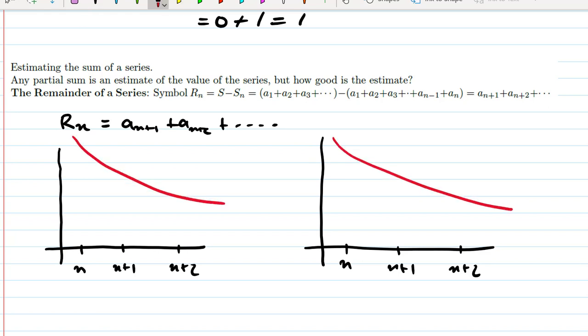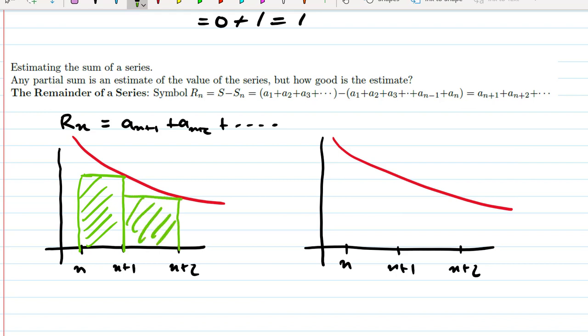So when we look at our remainder, we could think of it in two possible ways. One possible way is if we start at n and we use the right endpoint, so say right here, we would get an approximating rectangle that looks like this, and then our next approximating rectangle would look like this. Well, we could do something similar, but instead of using the right endpoint, we could use the left endpoint. And if I did that, that would give me something that looks like this and something that looks like this.